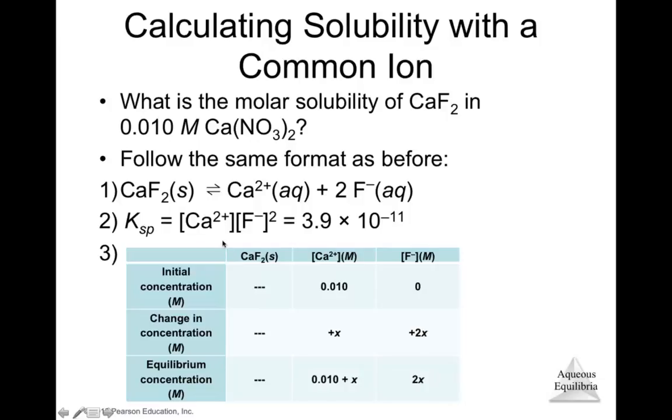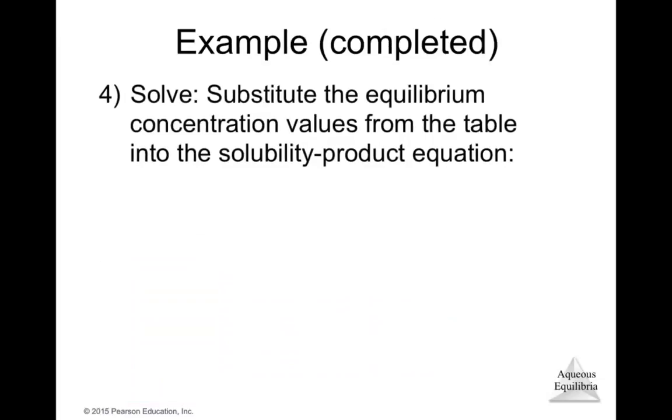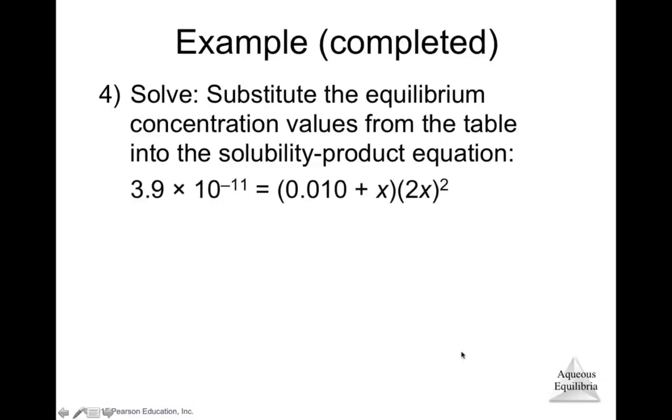So now we can substitute these expressions at equilibrium in the constant of Ksp to determine the value of the solubility X. By doing that, we can substitute those values here. 3.9 times 10 to the power of minus 11 is equal to 0.01 plus X. This is the concentration of calcium, the expression at equilibrium, and the 2X is the concentration at equilibrium of fluoride, and the square is part of the expression of Ksp.